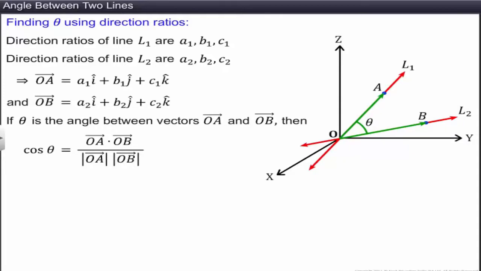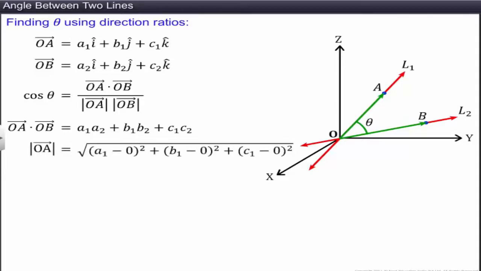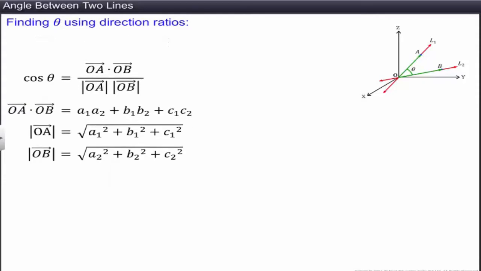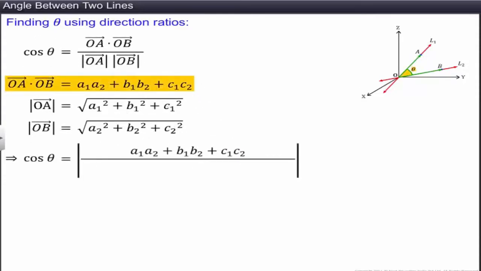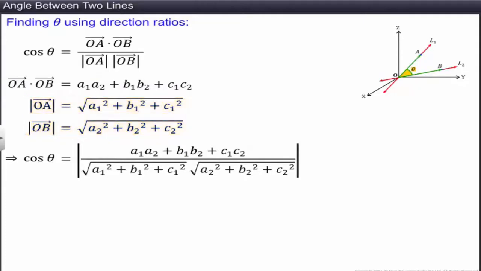The dot product of vectors OA and OB is equal to the sum of the products of their corresponding components as shown here. The magnitude of vector OA is equal to under root of A1 square plus B1 square plus C1 square. Similarly, the magnitude of vector OB is equal to under root of A2 square plus B2 square plus C2 square. Substituting the values of the dot product of vectors OA and OB and their magnitudes in the expression for cos theta, we can find angle theta between lines L1 and L2 in terms of their direction ratios. Let this be equation 1.